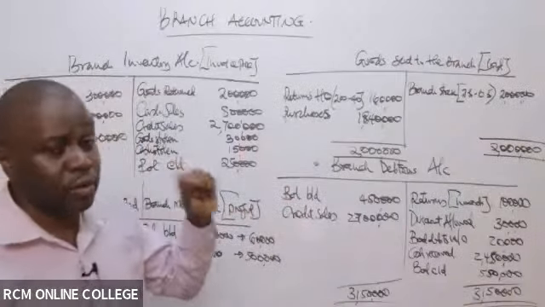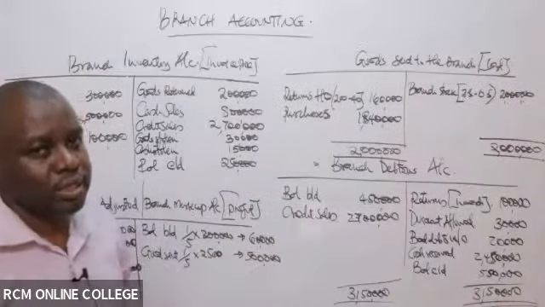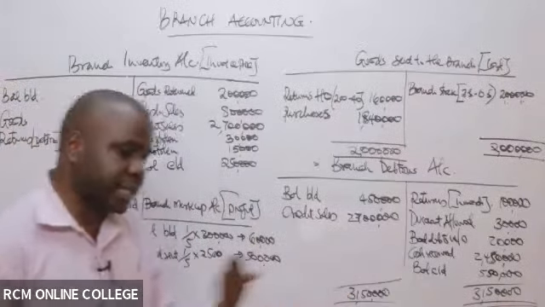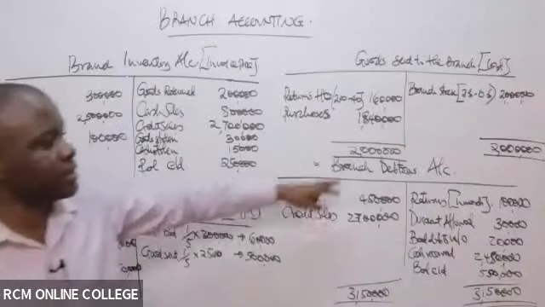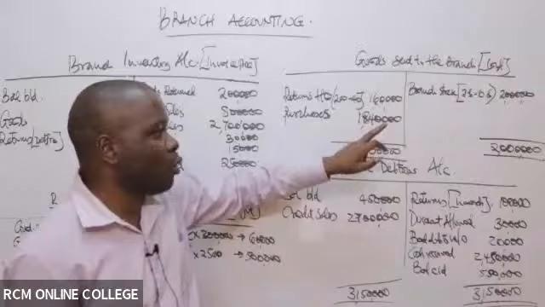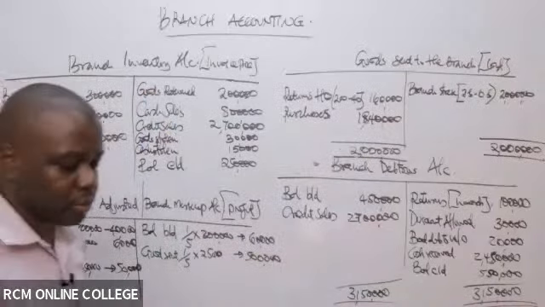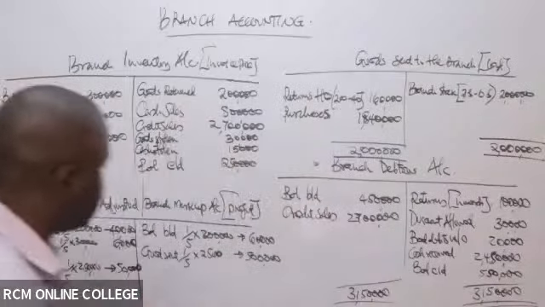Remember, when the head office sends the goods to the branch, that is like a sale to the head office. But to the branch, when they are receiving these goods from the head office, that is a purchase to them. So the goods sent to the branch here, the balancing figure here, will be the purchases to the branch. So that will be 1840.